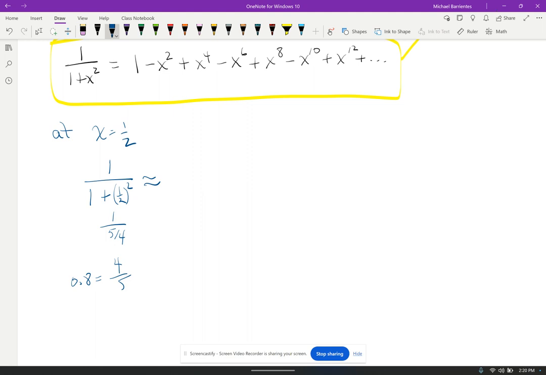So we're going to say this is approximately 1 minus 1 half squared plus 1 half to the fourth minus 1 half to the sixth. And let's just go out to eighth here. Plus 1 half to the eighth. I'm going to stop here. So I didn't include everything, right? I chopped it off and I only used the first 1, 2, 3, 4, 5 terms. So therefore, this is an approximation. But what I'm banking on is even just using these first 5 terms, I'm going to get an approximation that is going to approximate 4/5, which is 0.8.